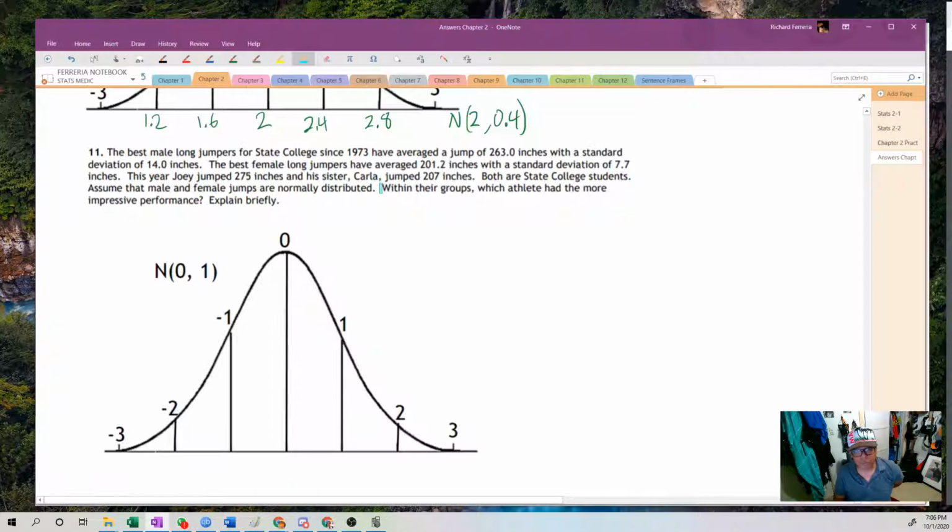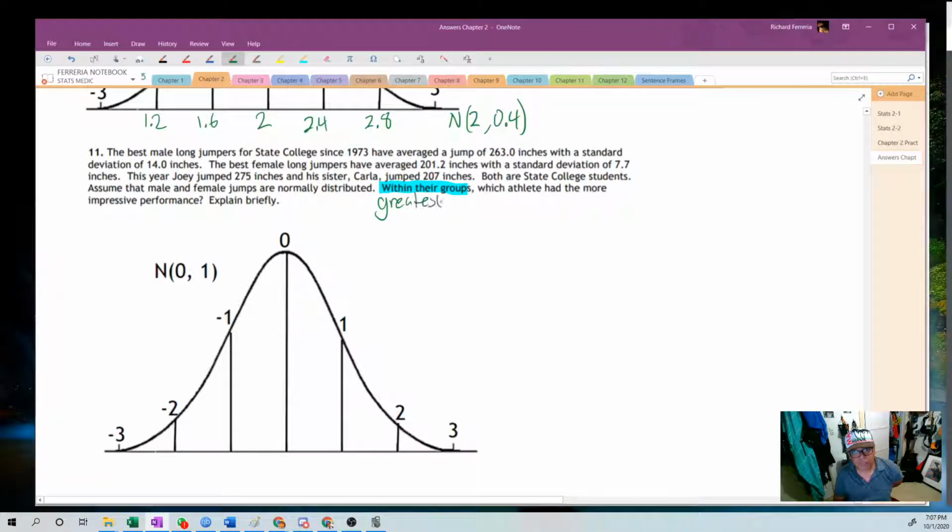So when we say within the groups, what we're looking for is greatest z-score. Because z-scores allow us to normalize, to compare between 2 different groups, as long as the groups are, no, actually they don't even have to be normally distributed. They can be compared within their groups, which one is more exceptional in terms of the mean long jump in this case.